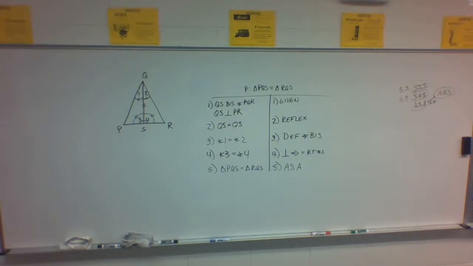And section 5.6. This one is 15 questions. So altogether, it's like 48 questions. 5.6 is 2 through 9, 11, 17 to 20, 24, 26. No extra credit on this one. 15 questions on that one.